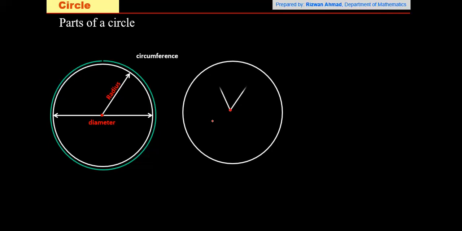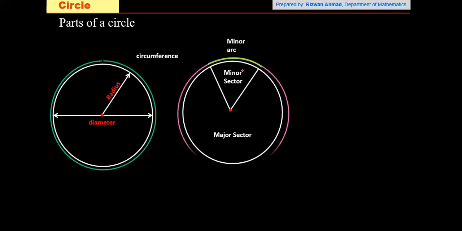Now in the circle, if we cut it into two pieces, this piece is the sector of the circle. Any piece which is drawn from the center to the circumference is a sector. Since this is the smaller piece, it is the minor sector, and this is the bigger piece, so it is called the major sector. Similarly, this part of the circle is called the minor arc, and the remaining part of the circle is called the major arc.